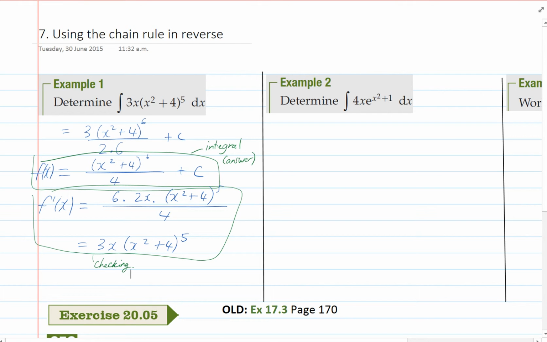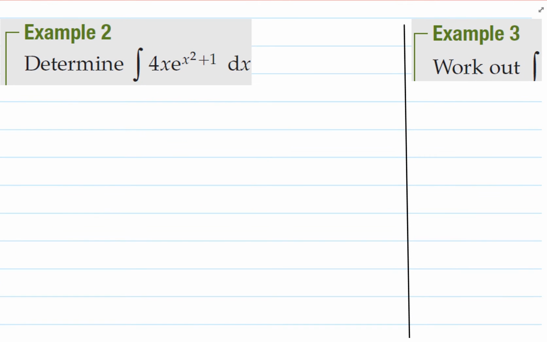Okay, in this video we're looking at our second example, and first of all we really want to identify our two products, so that's one function and that's our other function timesing together. And you'll notice that with our e function, that will differentiate to 2x, which is a multiple of 4x, and so our integral is going to be something to do with e to the power of x squared plus 1, plus c, of course.